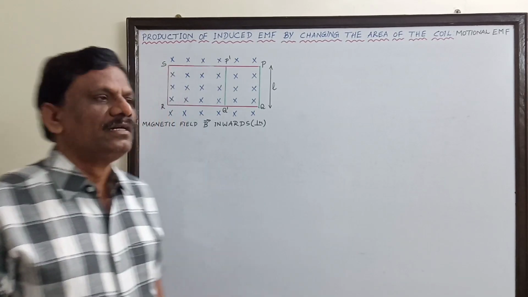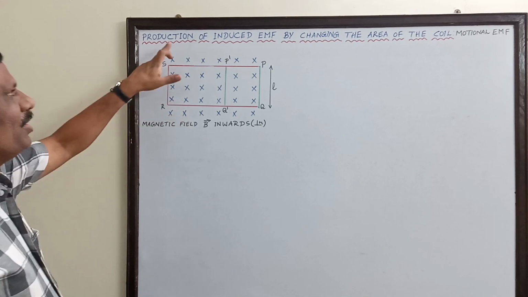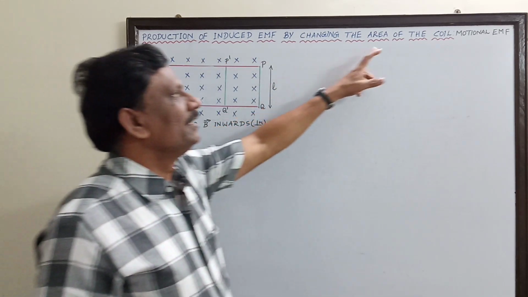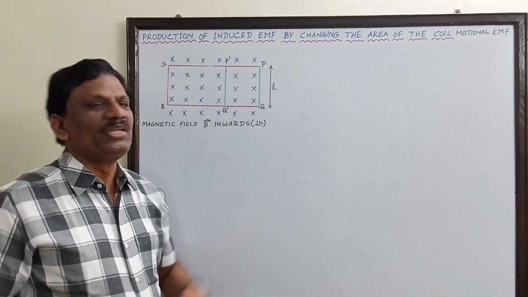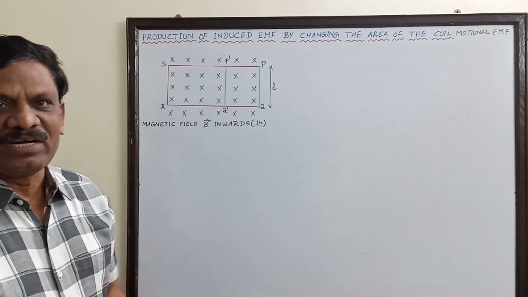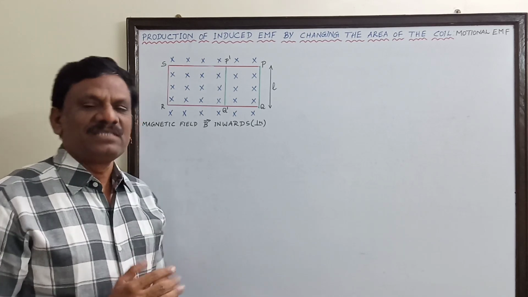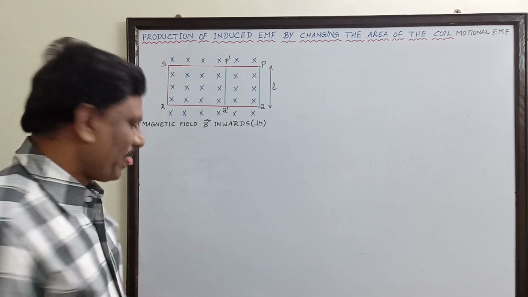Hi students, today we are going to discuss the method of production of induced EMF by changing the area of the coil. The EMF induced in the coil is now called by the name what? Motional EMF. Why? Because it is due to the motion of a conductor inside a magnetic field.